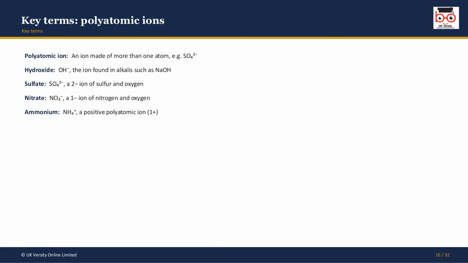Let's define a few of those. A polyatomic ion is simply an ion made of more than one atom, like sulfate. Hydroxide is OH-, the ion found in alkalis such as sodium hydroxide. Sulfate is SO4 2-, a 2- ion of sulfur and oxygen. Nitrate is NO3-, a 1- ion of nitrogen and oxygen. And ammonium, NH4+, is a positive polyatomic ion carrying 1+.